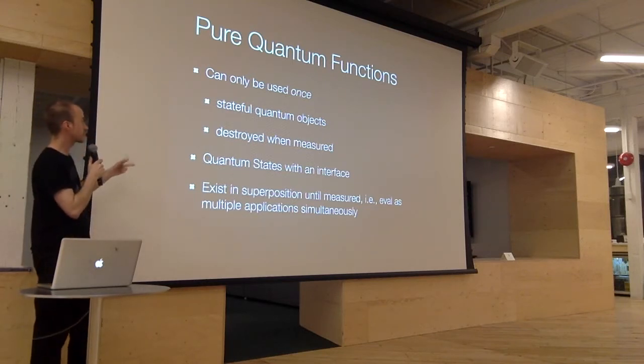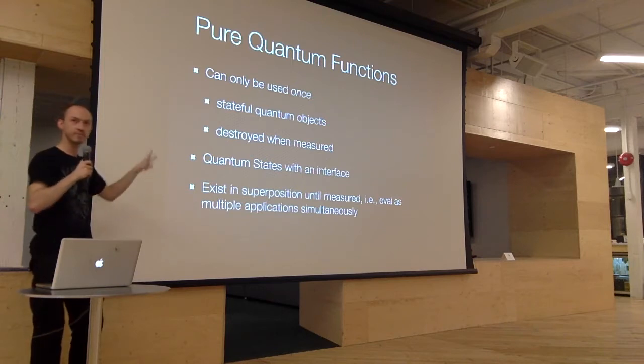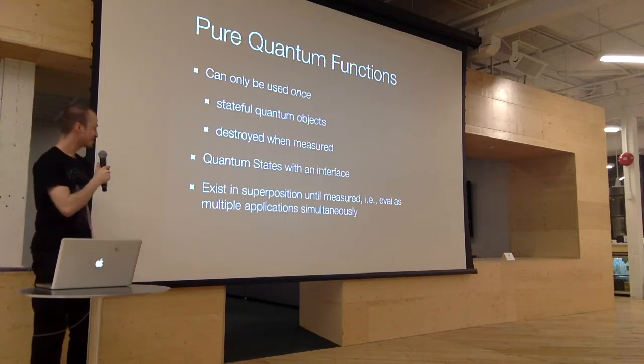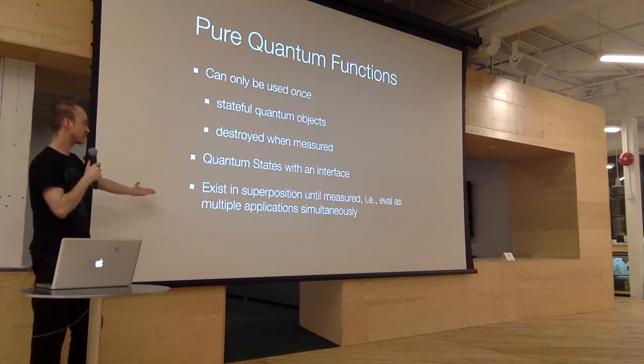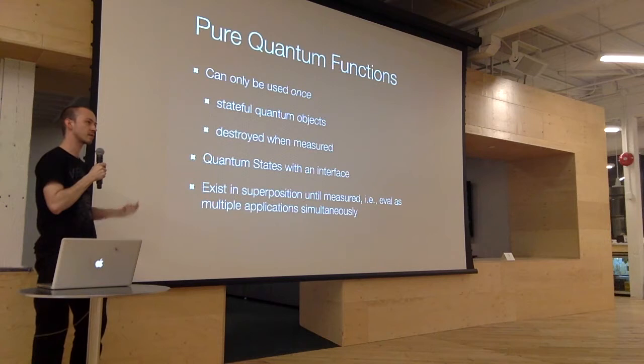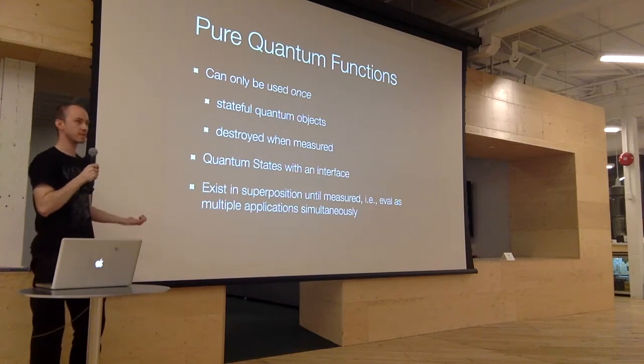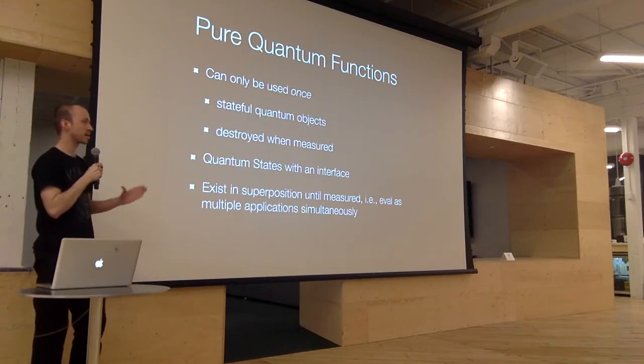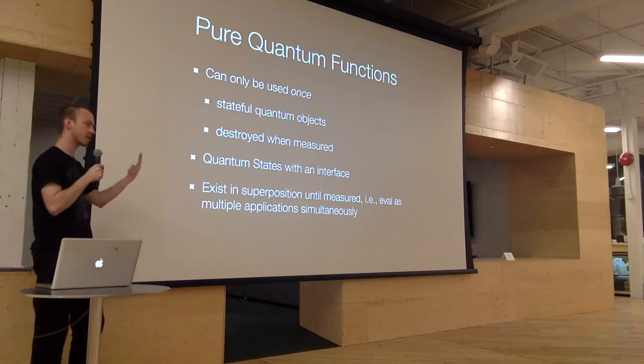But the other cool thing about these purely quantum function objects, we'll stick to that term there, is that they actually exist in superposition until measured. So that means the function is actually all of its applications simultaneously, all of its possible applications. Think of any function you would normally write, like adding any two numbers together. It's technically calculating every possible number that you could ever add together with it, if you have a big enough computer to actually evaluate all those states simultaneously.